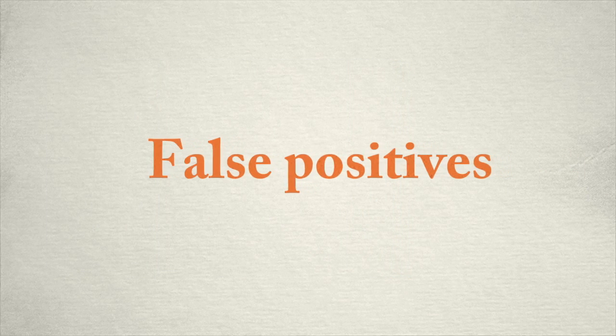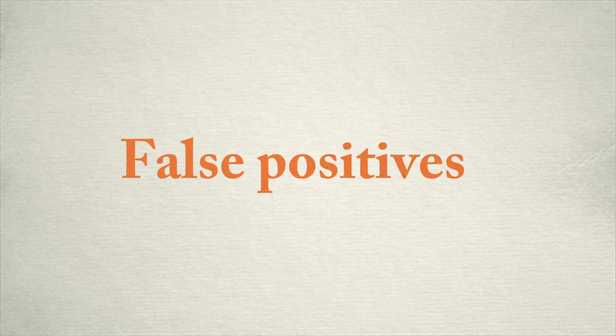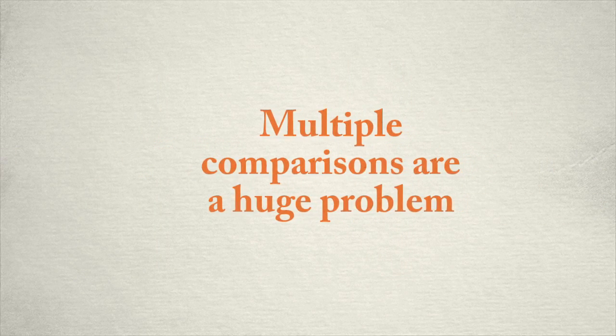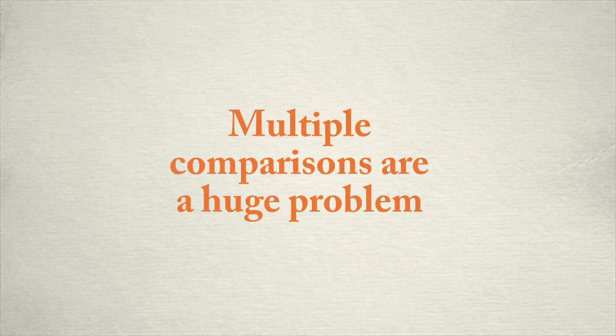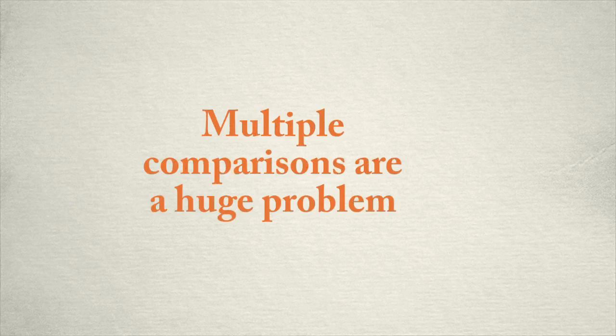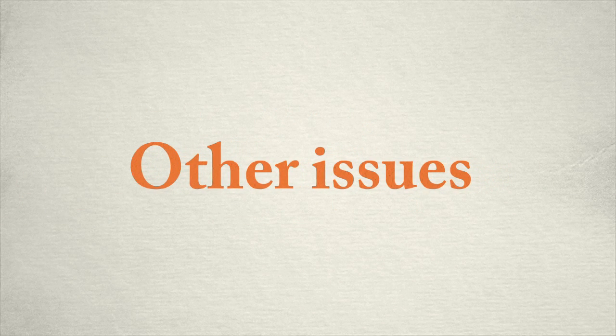Indeed, we should expect that about 5% of the significant p-values in published research are likely false positives. It's important to understand that if I keep doing comparisons, I'm going to find significant differences, randomly. This is far from the only issue with p-values, however. They are also highly reactive to sample size.